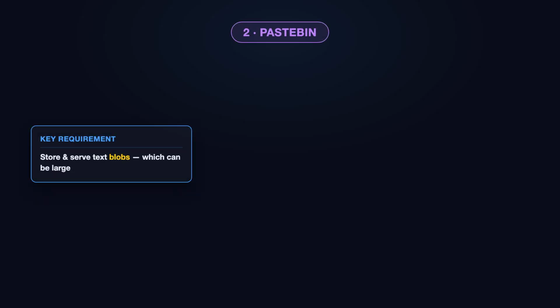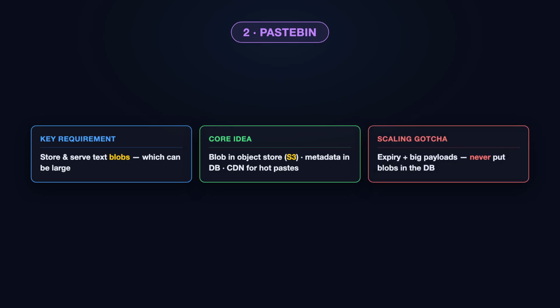Question 2, design Pastebin: store a blob of text and serve it back at a short URL. It looks like the shortener, but the twist is the payload. The key requirement: you are storing and serving text blobs that can be large, not just a tiny short to long mapping. The core idea: separate the blob from its metadata.